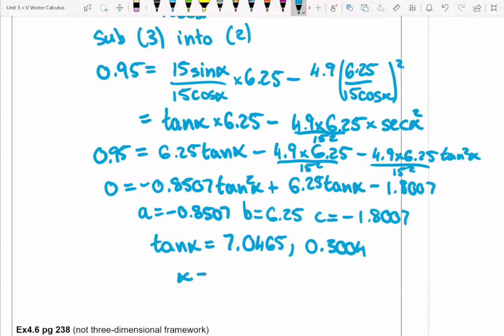And so what this means is that alpha has two possible solutions, which is the inverse tan of both of those, which is 81.92 degrees, or 16.92 degrees. So there are two possible angles of projection that will get that basketball into the hoop. That's all for this video. Thank you very much for watching.